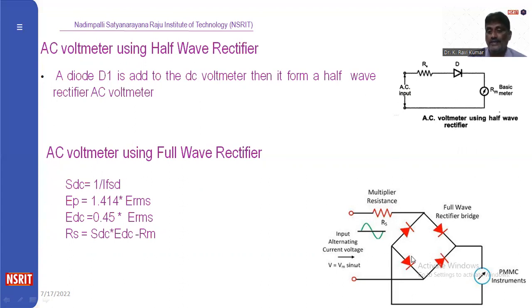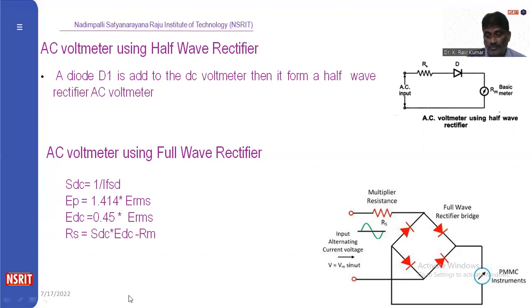In the case of the full wave rectifier, here we are using multiplier resistance. Multiplier resistance means a combination of a number of resistances. Here we are using a switch actually. Suppose we use a single range AC voltmeter, then a single resistance is sufficient.